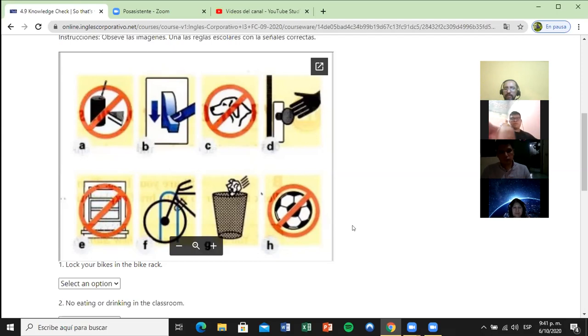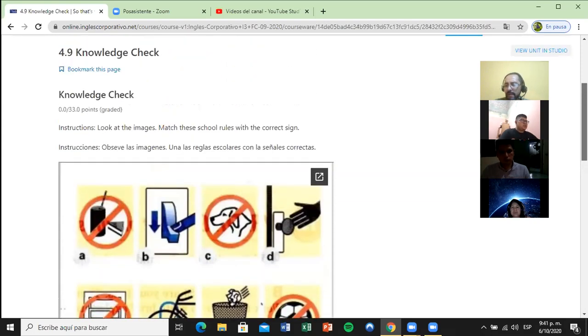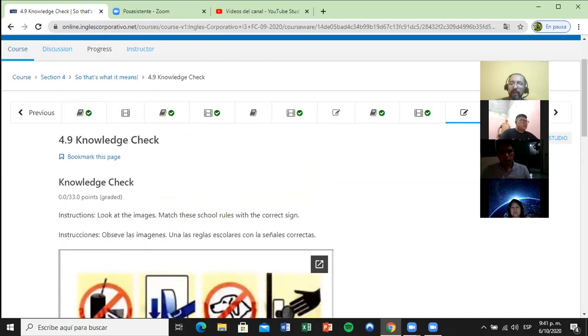You have to close the door. Exactly, you have to close the door, exactly. Okay, so I think it's pretty clear. I think everybody understands the different usage for all of them, right? Okay, perfect. That was for 4.9, the knowledge check.